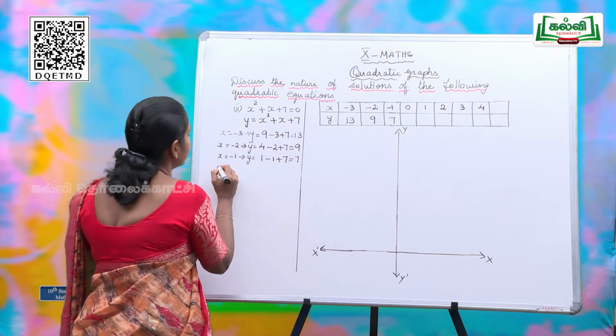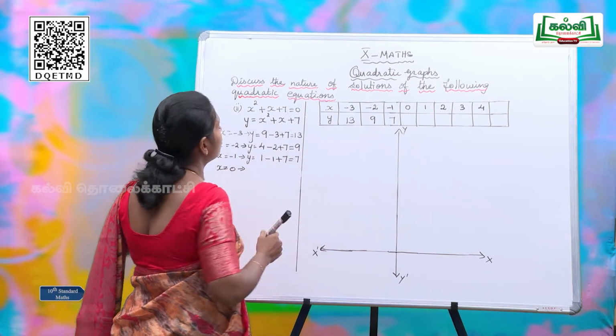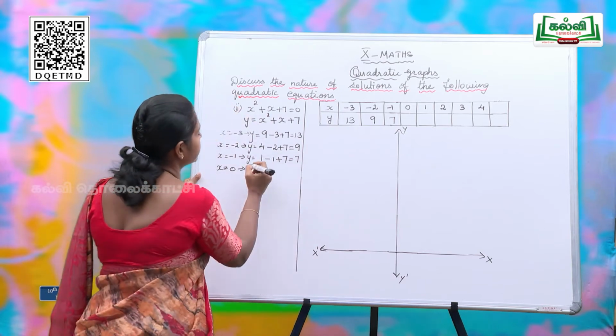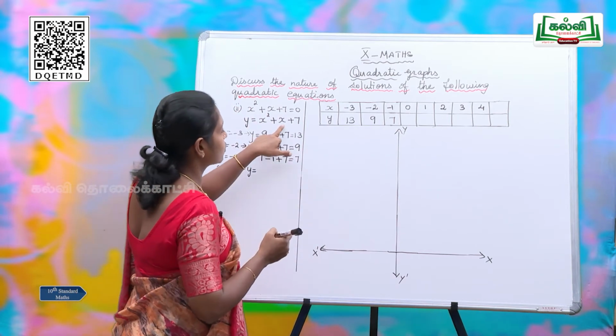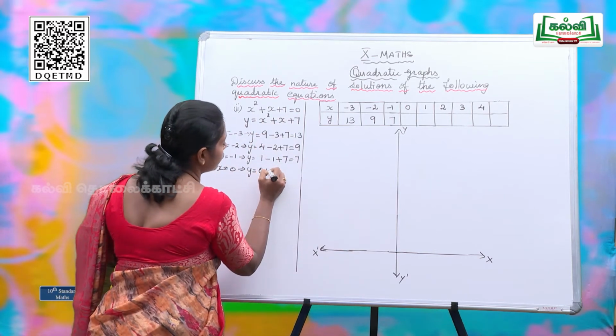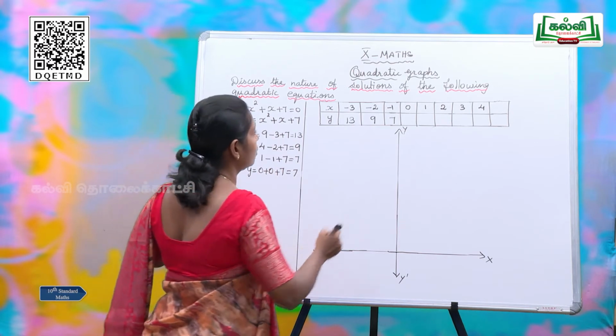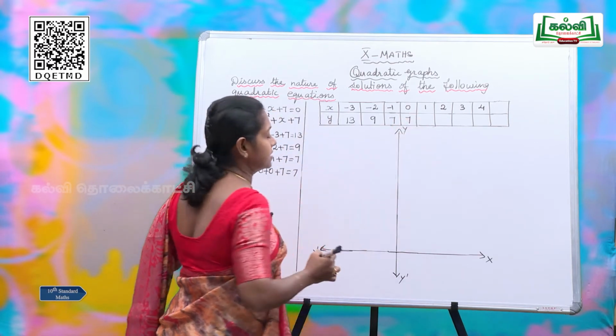Next, x equal to 0. Apply in the place of x. You all know 0 squared is nothing but 0. So that this is also 0. The first two terms will become 0. So that you will get only 7. So when x equal to 0, the y value is also 7.